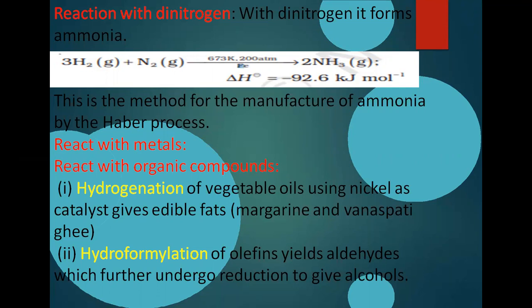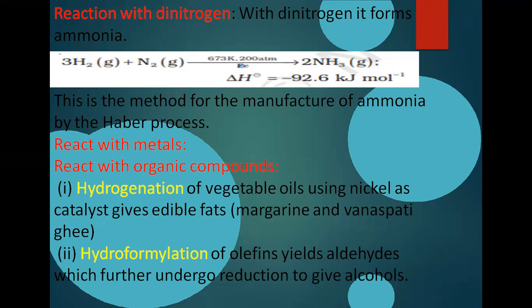It can react easily with metals to form metallic hydrides. It can also react with organic compounds. First, the process is hydrogenation. Hydrogenation means the hydrogenation of vegetable oil using nickel as a catalyst, giving edible fat such as margarine and vanaspati ghee. We eat vanaspati ghee, so that is a reaction of hydrogen. That is also known as hydrogenation.